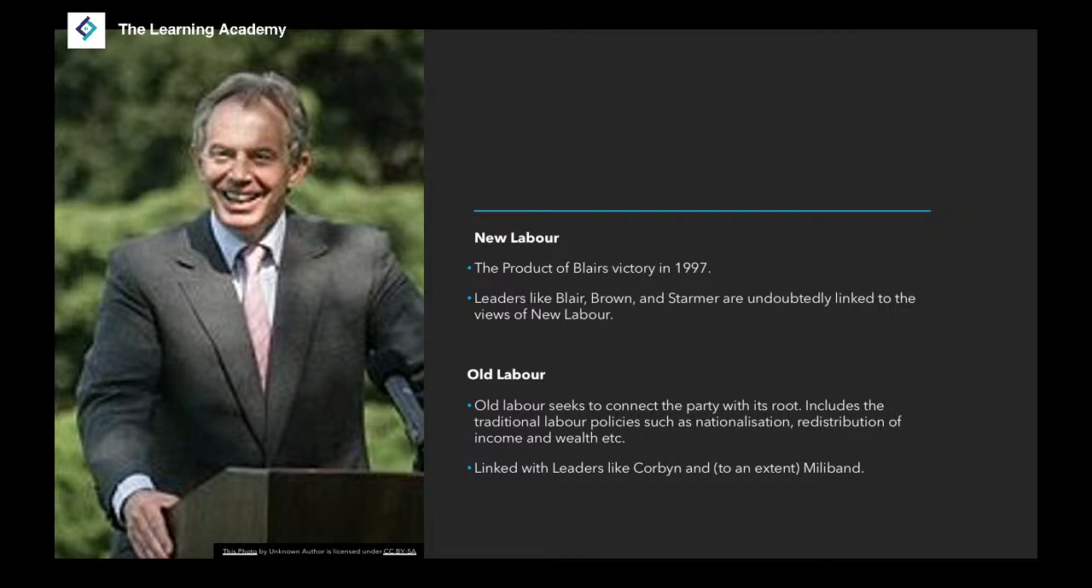Okay. Now, obviously, we can sort of group the two groups. We can group the leaders of each group into the two camps. So you've got Blair, Brown, and Starmer, who are undoubtedly New Labour, or undoubtedly influenced more by New Labour, and then you've got leaders like Corbyn and to an extent Miliband. Okay, mainly Corbyn, but to an extent Miliband, that are linked with the old Labour traditions.